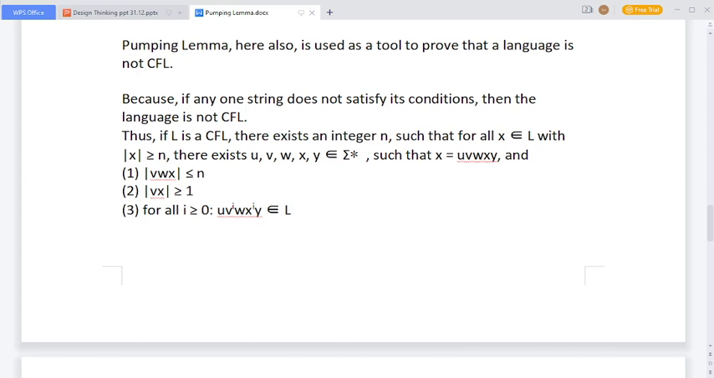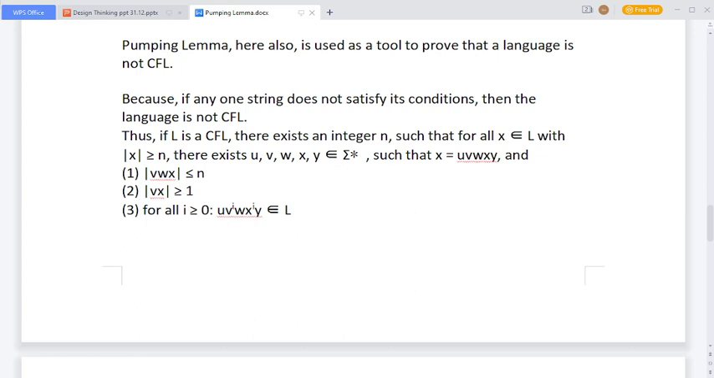Modulus of v, w, x is less than or equal to n. The length of the parts, there are 3 parts, v, w, x, should be less than or equal to n. Modulus of vx is greater than 1.